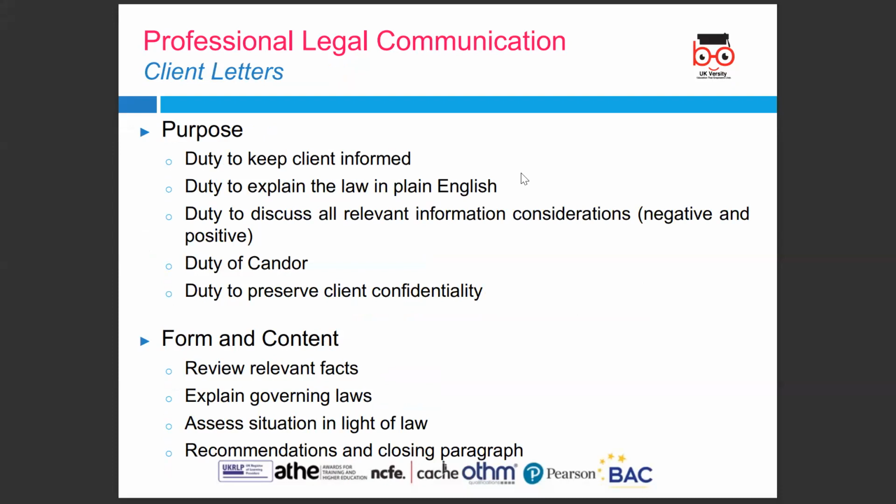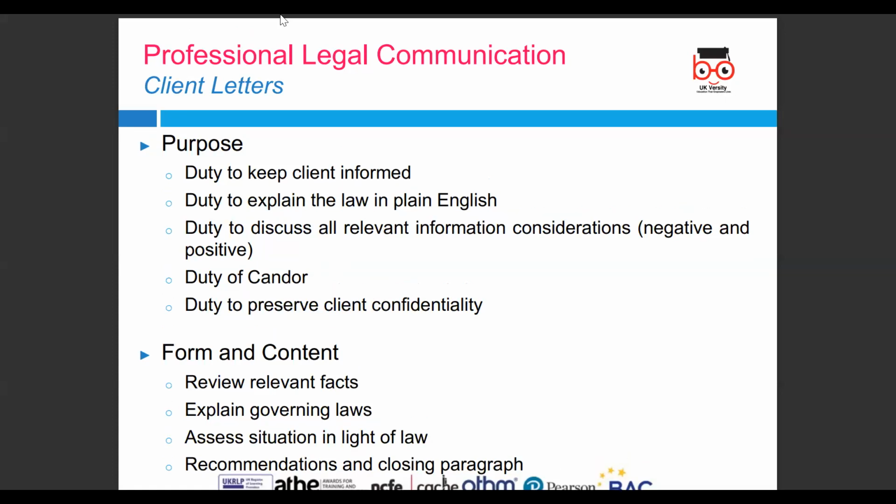Legal communication, client care letters. The purpose is a duty to keep the client informed. It is a duty to explain the law in plain English. It's a duty to discuss all relevant information and considerations, negative and positive. It's a duty of candor, a duty to preserve client confidentiality, and the form is that it is a review of relevant facts, explain governing laws, assess the situation in light of the law, and recommendations and closing paragraphs.